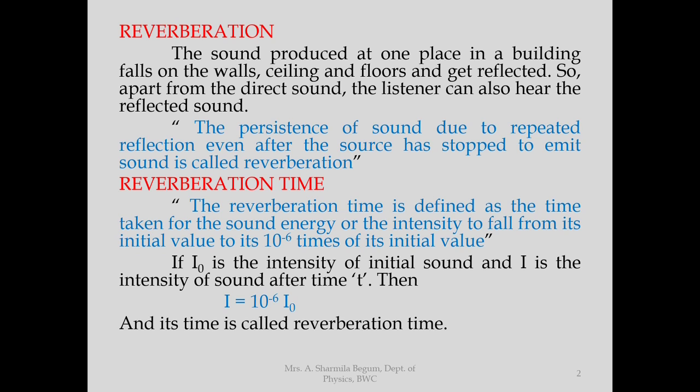If you take I naught or E naught to be the intensity of the initial sound and I is the intensity of the sound after time t, then we can define the reverberation time by the condition I is equal to 10 power minus 6 times I naught. So, the time for the intensity of the sound to fall from I naught to 10 power minus 6 times I naught is called the reverberation time.